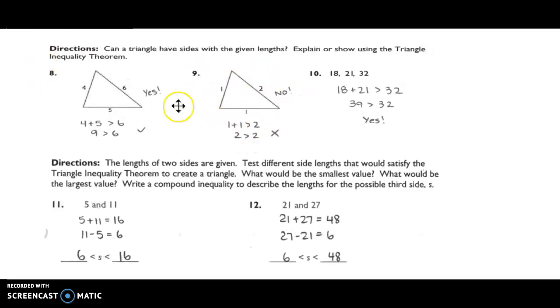So here in example 9, here it is. 1 plus 1 is equal to 2, but it has to be greater than 2. And so this actually means you cannot draw a complete triangle. And so like in number 10, we don't even give you a picture of a triangle, just given the sides here.